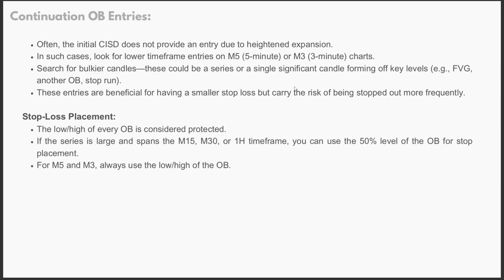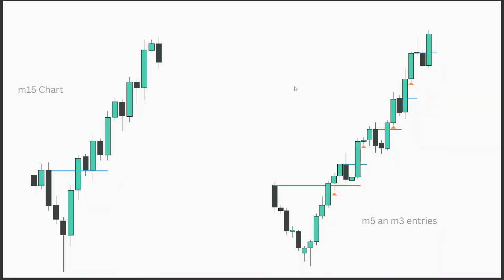Now comes the continuation order block entries. With the continuation order block, it means the order block forming after the change in state of delivery. So when the change in state of delivery is already established and we do not get entry right at the change in state of delivery, or it is a big manipulation, then we will look for the entries on the M15, M5 and the M3 time frame for the continuation.